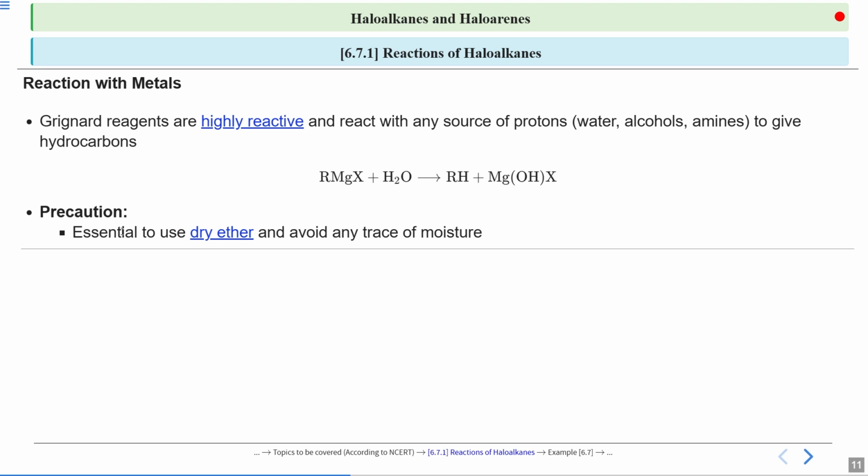So the precaution you have to take is that it is very important to perform the reaction of Grignard reagent in the presence of dry ether, to avoid any trace of moisture, because Grignard reagents are extremely reactive towards the water molecule and any kind of moisture. If water is present, the Grignard reagent will immediately react with it, destroying the reagent and forming an alkane instead of allowing the intended reaction to occur. Due to this, we should avoid any trace of moisture during the reaction of Grignard reagent, and we should use dry ether.